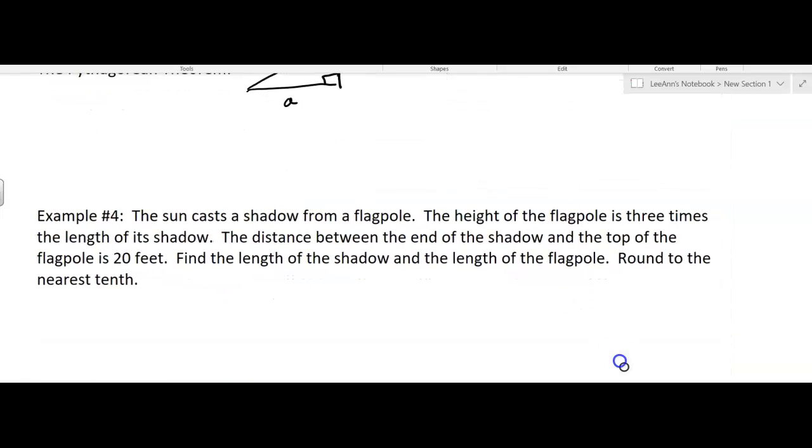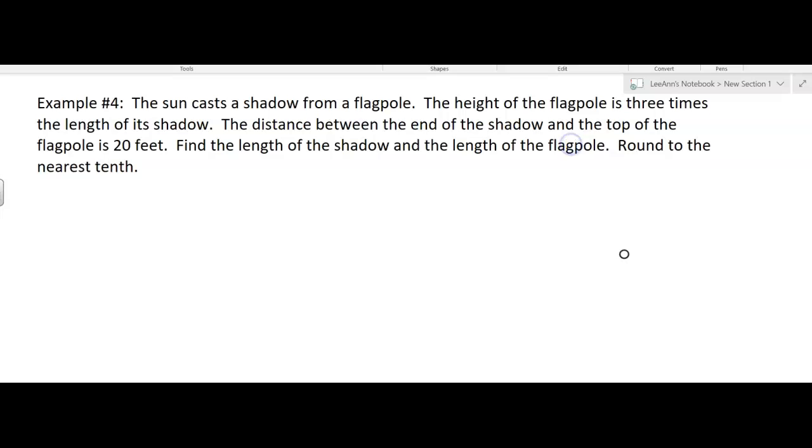All right. It says the sun casts a shadow from a flagpole. Okay, so here's a flagpole, and then here's the shadow of the flagpole. Okay, and the sun is beating down. Here's the sun beating down on the flagpole. All right, the height of the flagpole is 3 times the length of its shadow. So let's say this is the length of the shadow, x, and then the height is 3 times that. Well, my picture's not accurate, but that's okay. The height of the flagpole is 3 times the length of its shadow.